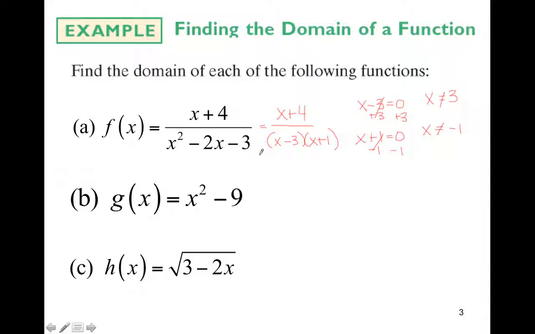Let's see how I can write that. So this would be all real numbers x such that x is not equal to -1 or +3. Any x value, positive, negative, or 0, will work except for these two.